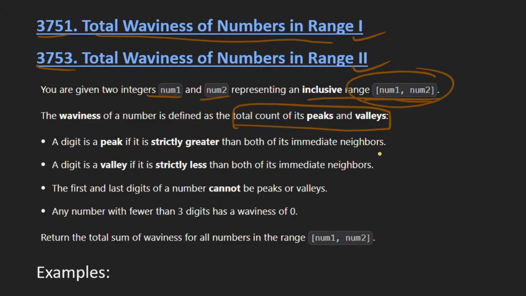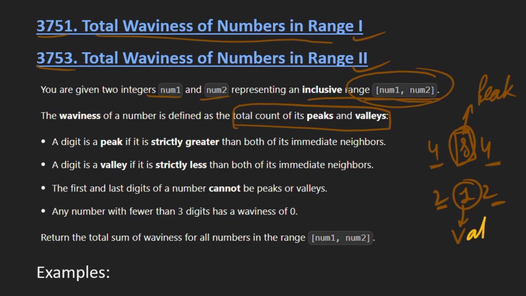When do we call a digit a peak? Suppose you have 484, so this digit 8 is a peak if both of its immediate numbers, left and right, are smaller than the current number. The second case, let's say 212: if both the immediate neighbors are greater than the current number, then it is called a valley.